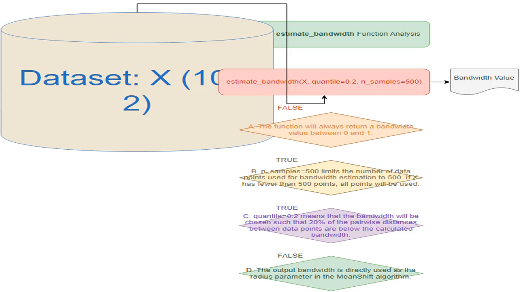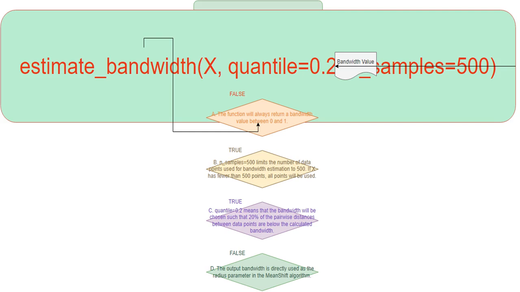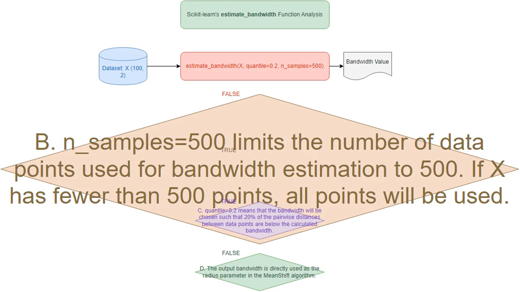It contains 100 data points, each described by 2 features, hence the shape, (100, 2). Imagine each data point as a location on a map with 2 coordinates. I'm calling the estimate_bandwidth function with specific parameters. Quantile equals 0.2 and n_samples equals 500. Quantile controls the percentage of pairwise distances considered, and n_samples limits the number of data points used in the calculation. This statement is true.